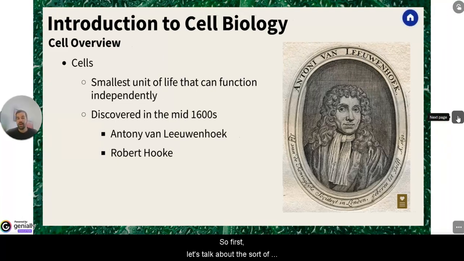So first, let's talk about the history of the cell. Cells now are pretty widely recognized as the smallest unit of life that can function independently. The pieces of a cell can be separated, but they don't really function the same when they're separated from a cell. And all life needs cells in order to do its functions.